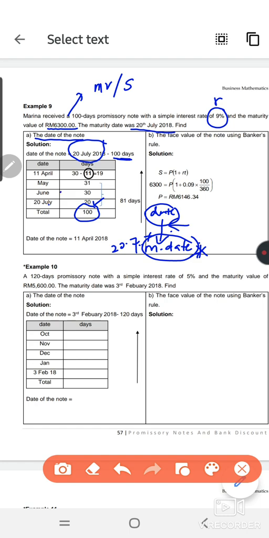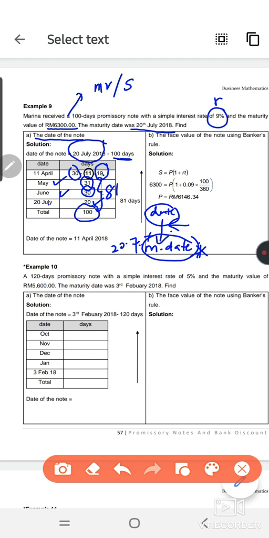Okay, then Jun tempoh dia adalah 30 hari. So total kat sini baru 50. And then Mei 31 hari. So kita tengok total kat sini 81 kan. Okay, 81 hari. Then kita kira sampai kita cukupkan 100. Untuk nak cukupkan 100 kita perlukan 19 hari lagi. So 19 hari lagi, dalam April ada 30 hari.